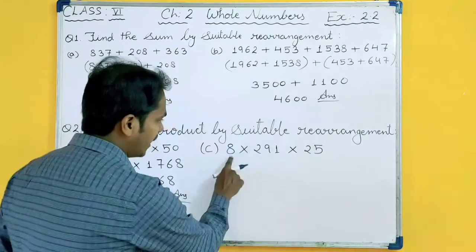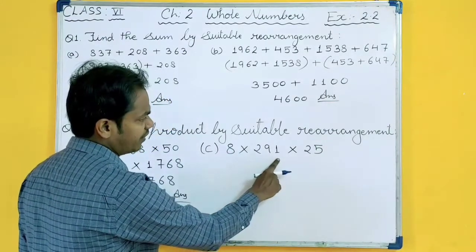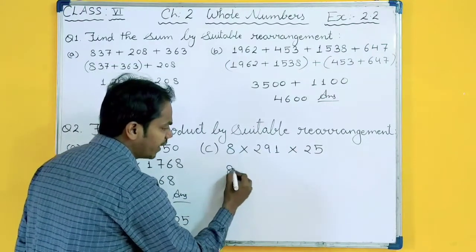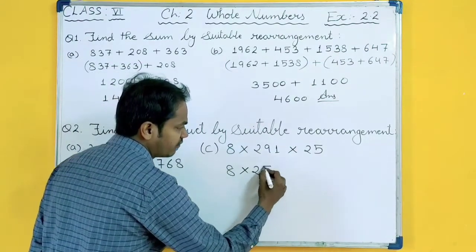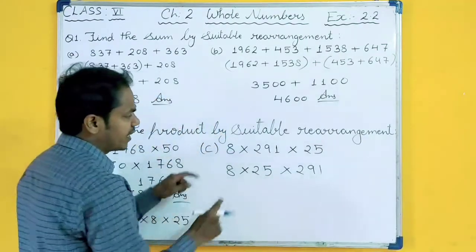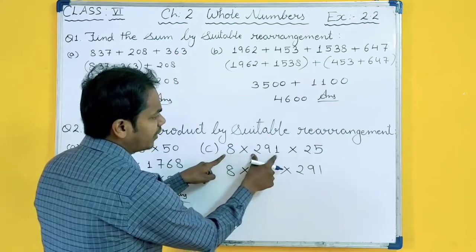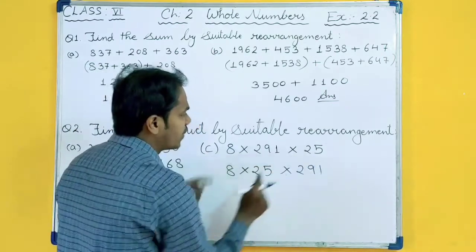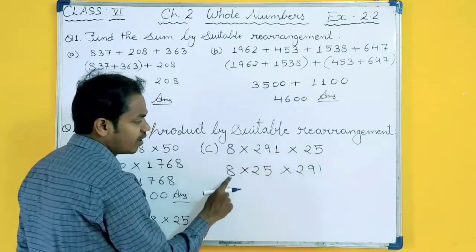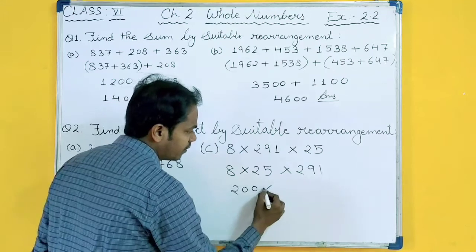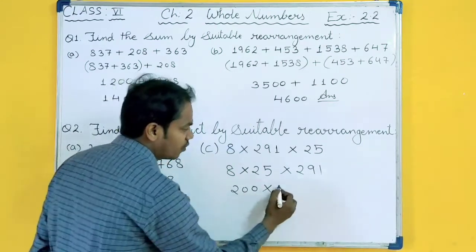Again here, 8 multiplied by 291 multiplied by 25. So 8 multiplied by 25 multiplied by 291, because I know that if I multiply 291 by 8, I will not get 0 0. So I have made a pair of these two values, 8 and 25. Now 25 8s are 200. See, you are getting 0 0.